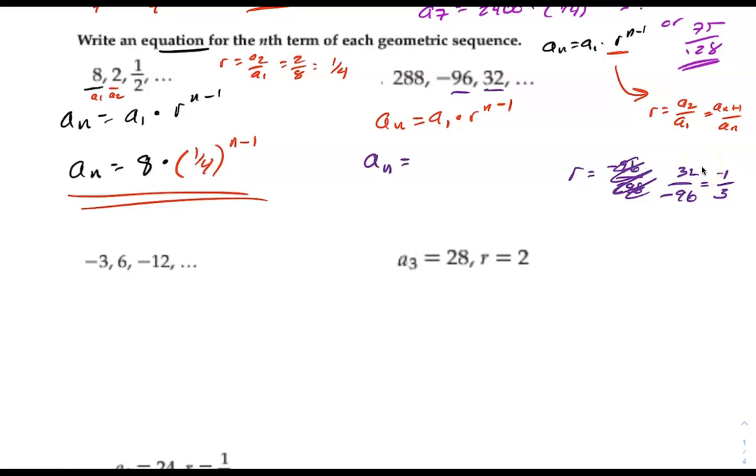So my formula is going to be an equals a1, very first term, 288 times negative 1 over 3 to the n minus 1. So remember, just find a general term. So it's just n minus 1.